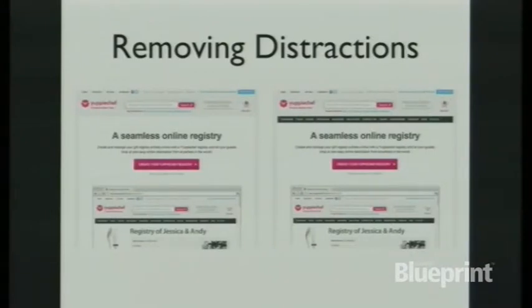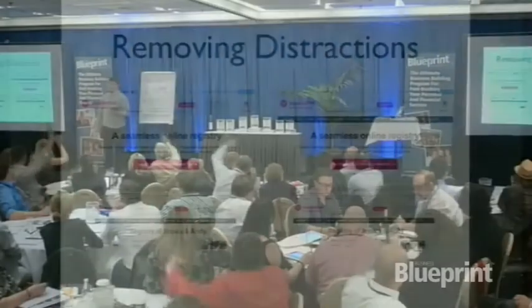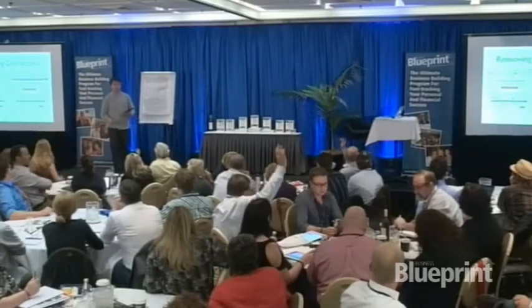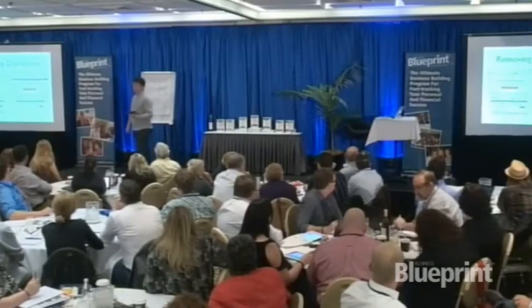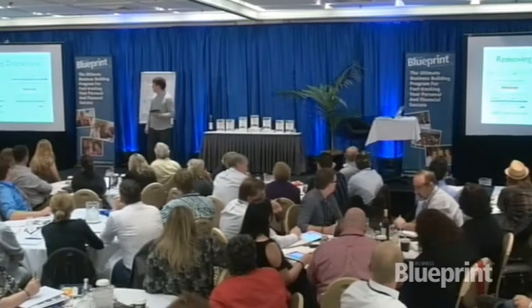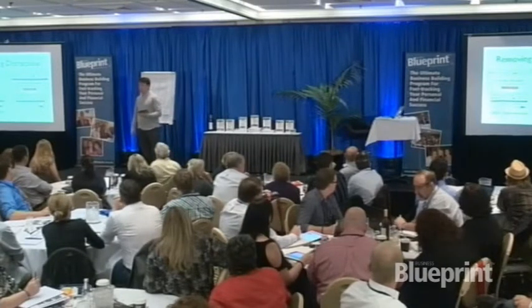This is an online gift registry. Up the top here, on the right-hand version of the page, they've got links to all of their products or the categories of products that they sell. On the left version, they've removed it. So who thinks the version on the left won? Version on the right? Version on the left, 100% improvement. So doubled the conversion rate just by removing a little bit of navigation.